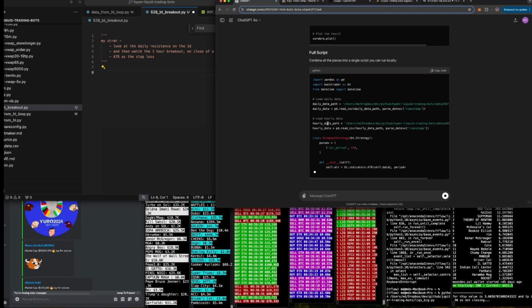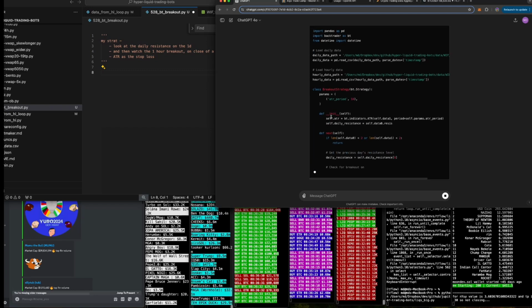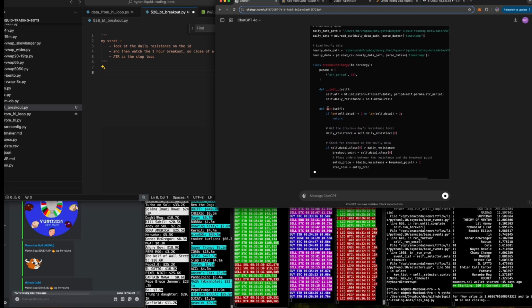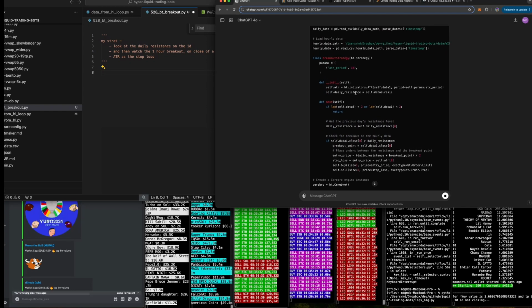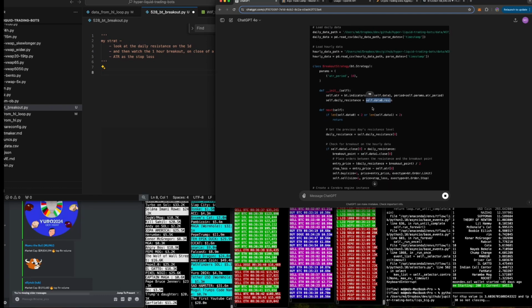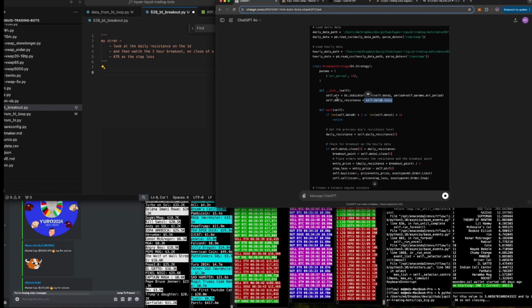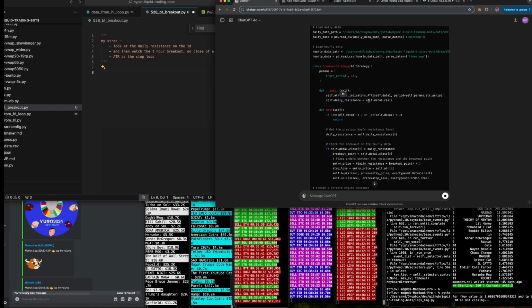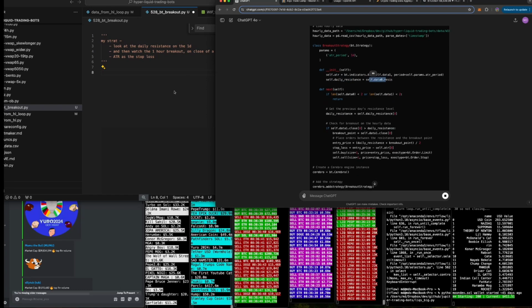So this is the daily data. This is the hourly data. We're making params here. ATR period. Okay. Self ATR. Daily resistance is self dot resistance. But what does the resistance be? Self dot resist. ATR. Okay. Self data dot resist. Does it have resistance in there already?